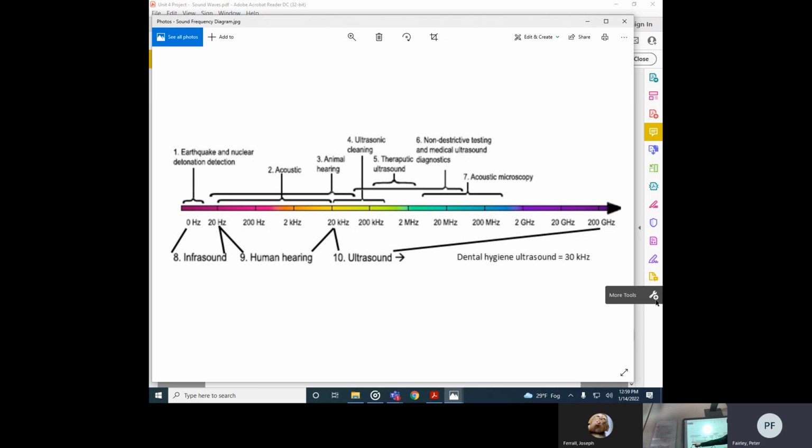Starting at 0 hertz, 0 vibrations, would that be a sound at all? If there's no vibration, there's no sound, right?